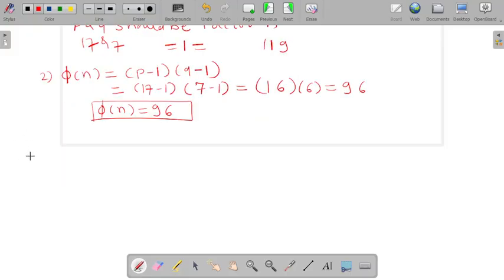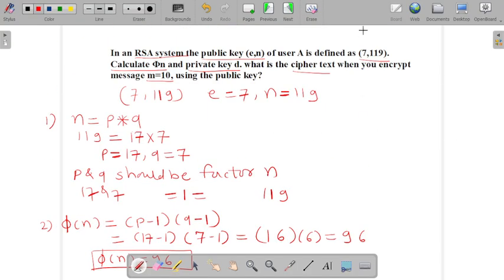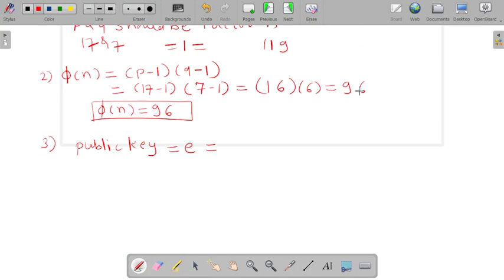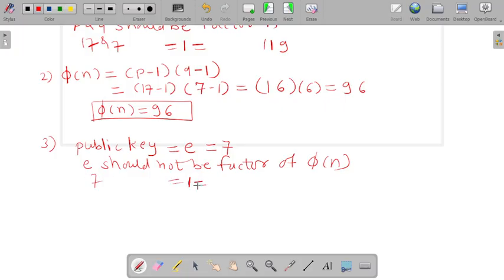Now in the third step, we have to check the value of our public key. The value of the public key is already given in the example, that is the value of E, which is mentioned in that key pair 7, 119. So 7 is the value of our public key. So we have to check that our E should not be a factor of phi of n. So here 7 is not a factor of 96.